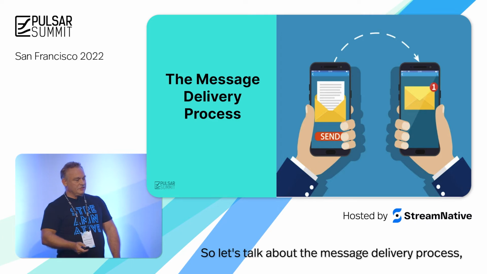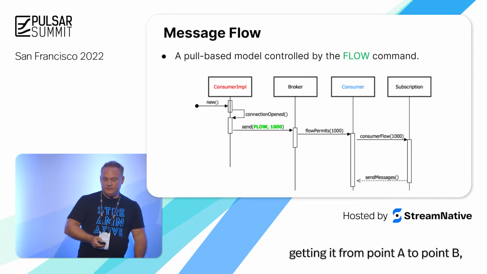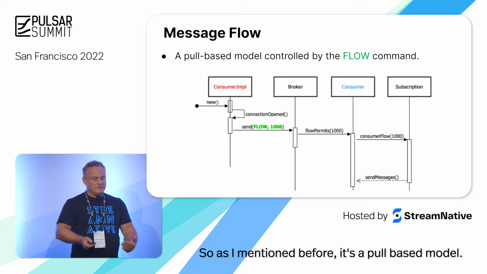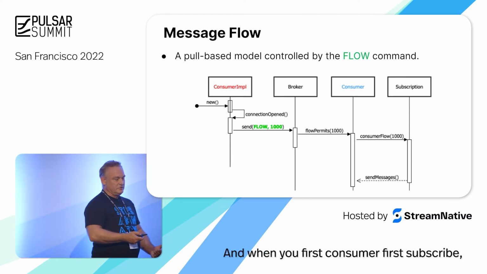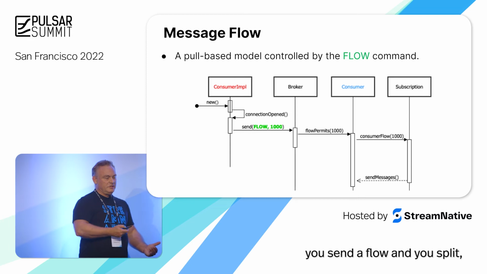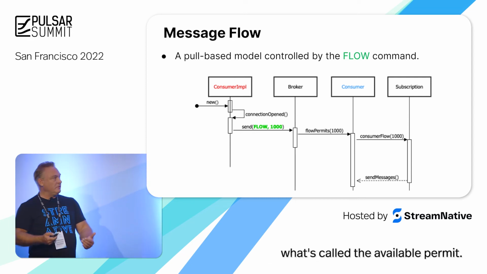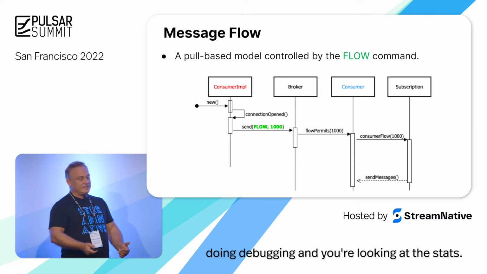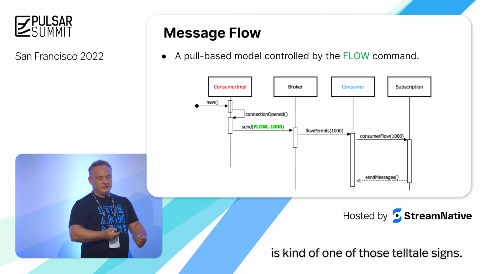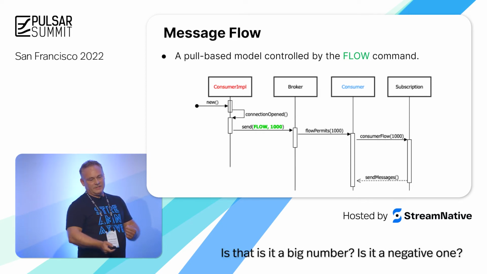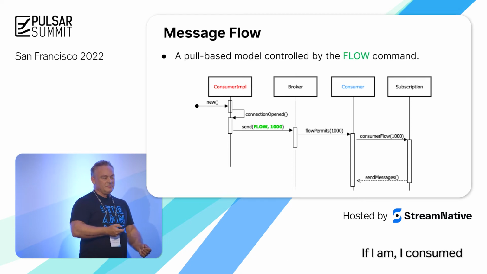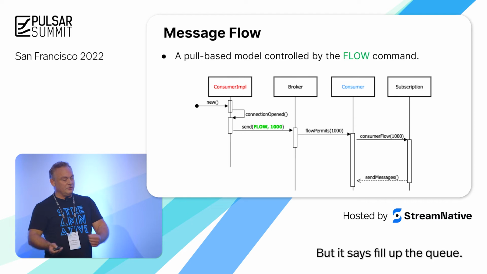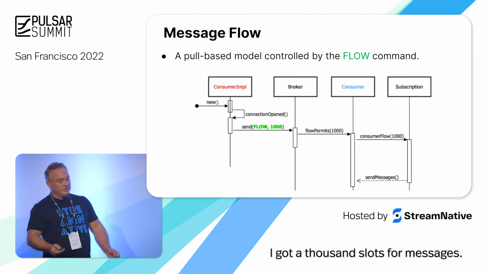So let's talk about the message delivery process, getting it from point A to point B. As I mentioned before, it's a pull-based model, and when your consumer first subscribes, you send a flow, and you send it all your available permits. For those of you doing debugging and looking at the stats, the available permits is one of those telltale signs. Is it a big number? Is it a -1? Have I consumed all the messages on my consumer side or not? But it says fill up the queue. I got 1,000 slots for messages. Send me all of them.